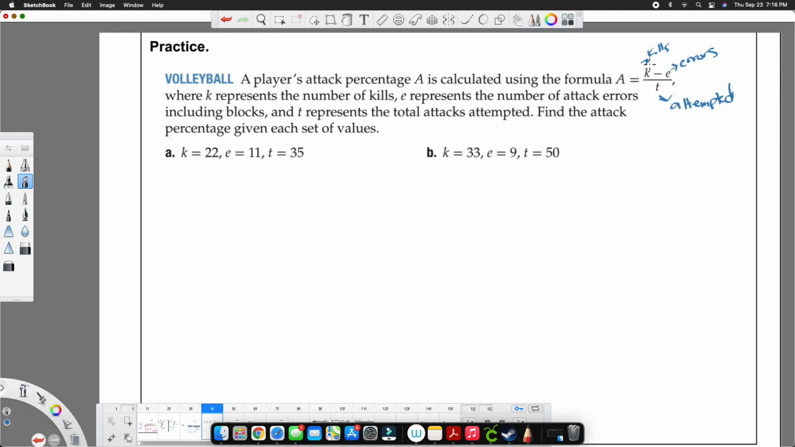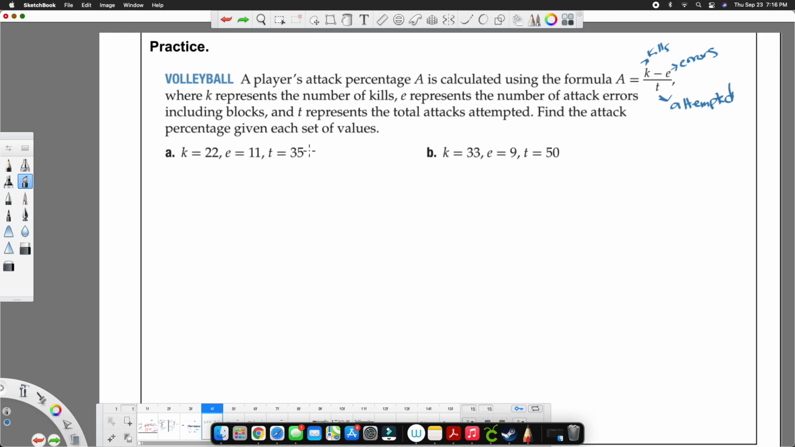And if they give us some of the pieces here, which down below we can see already, that they're going to give us 3 of the 4 variables, then we can solve for the fourth missing variable. Sometimes it will be the total. In this case, that's what we're looking for. But sometimes they will give you the total, and they want you to find one of these other missing variables. So it just depends on which values they give us here. So we're going to find the attack percentage given each set of variables.